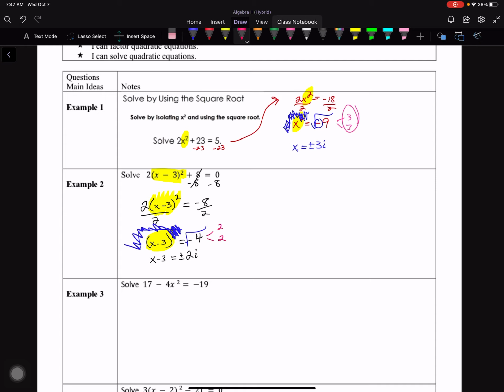And then, we're not quite done. We want to solve for x, not x minus 3 in this example. So what we need to do then is add 3 to both sides. So then what we're going to have is x equals. Now the proper way to write this would be to put the positive 3 first and then plus or minus 2i. It's always the real part and then the imaginary part. That would be the correct way to write your complex number as an answer.